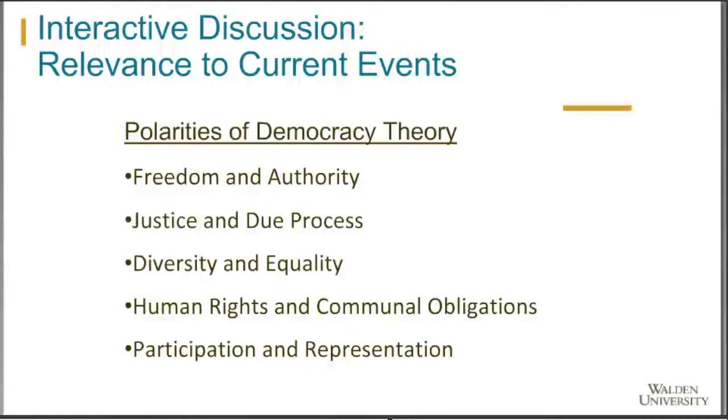So it's very complex, but it's important if we want to truly achieve democratization, and that becomes very important in our everyday lives. So just to give you a few things to think about current events and how the theory may be applicable, if you think about the Flint, Michigan water crisis, the diversity and equality pair, the freedom and authority pair, the participation and representation pair, think about Hurricane Maria in Puerto Rico, human rights and communal obligations, the current asylum-seeking families down at our border, justice and due process, diversity and equality.